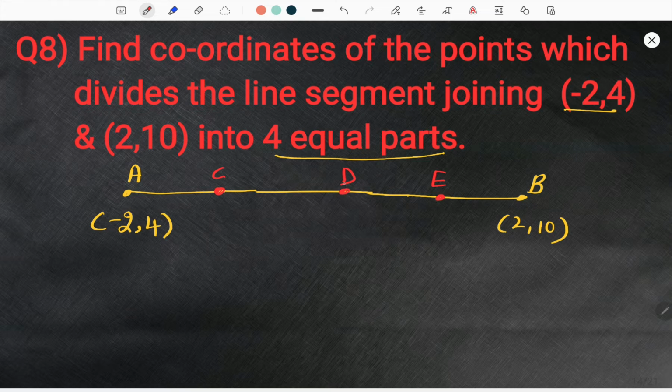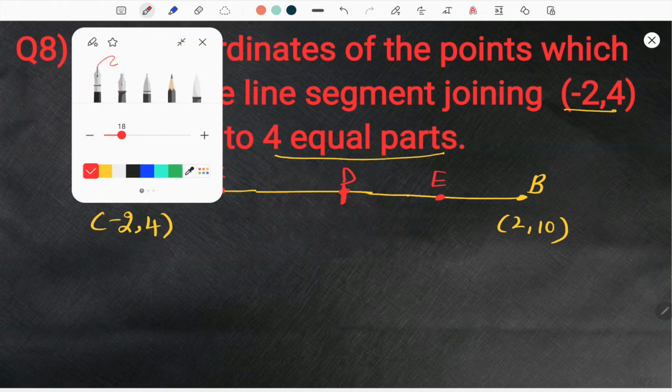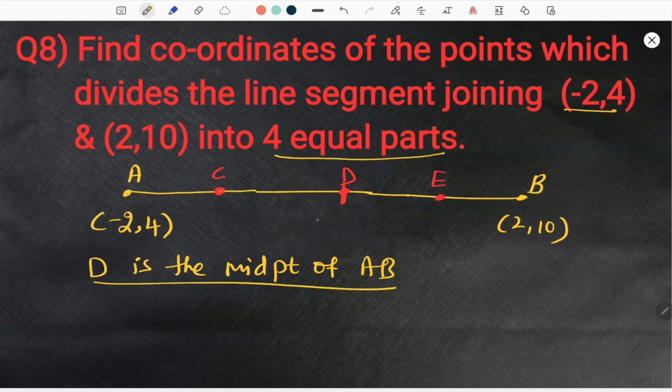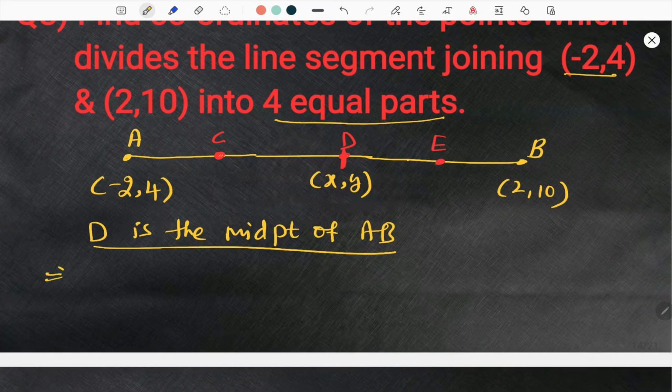If you consider this, don't you think D is the midpoint of AB, because AD is two parts and DB is two parts? Directly you can write D is the midpoint of AB. Alright, so let me call these coordinates x comma y. Directly you can find out the answer.